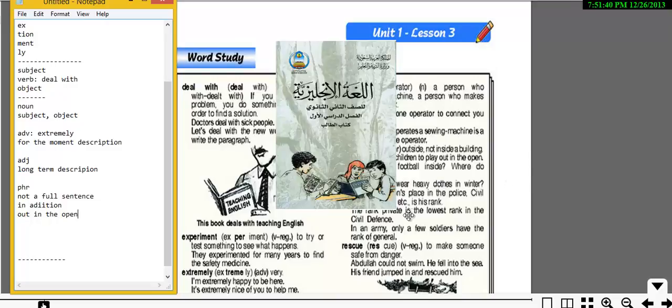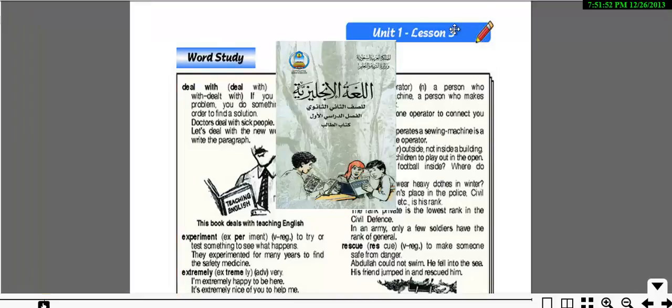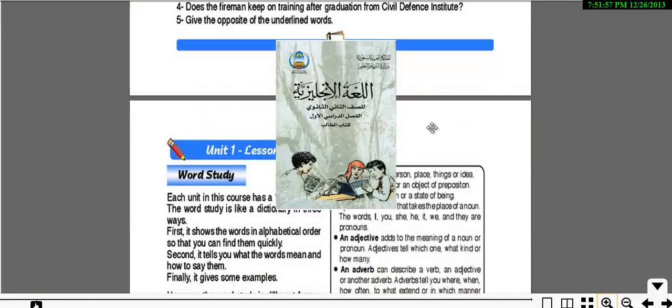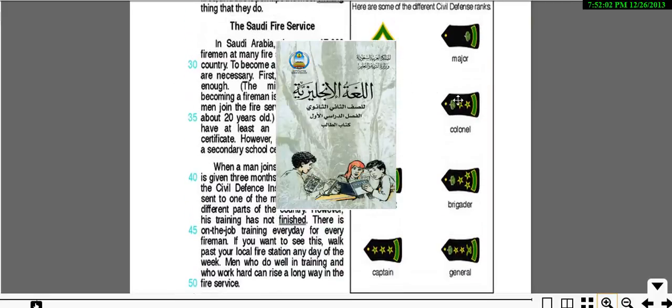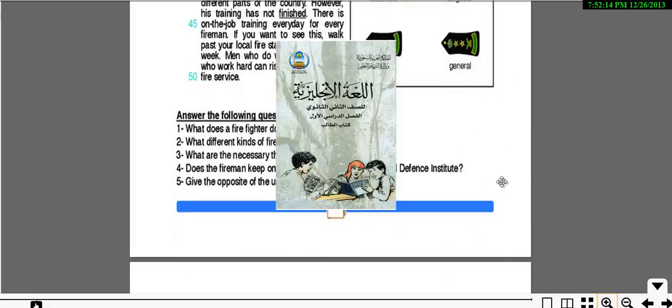It's indicated here as a civil defense or army field, but it's actually used beyond that. The rank private is the lowest rank in the civil defense. I just want to remind you of the ranks we studied last time. It's private, major, brigadier, lieutenant, sergeant, colonel, captain and general. These are all civil defense ranks.